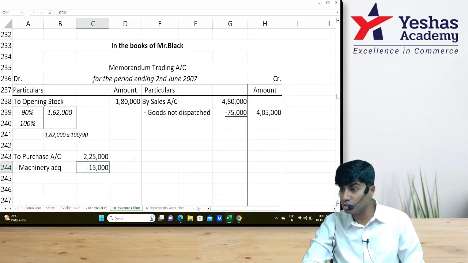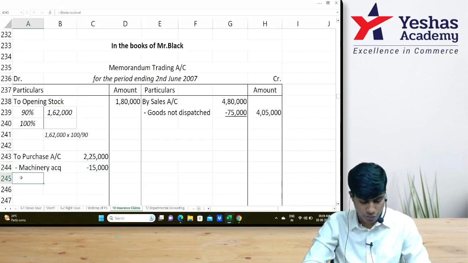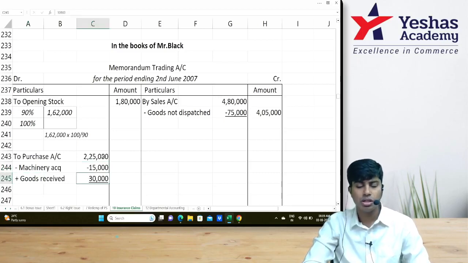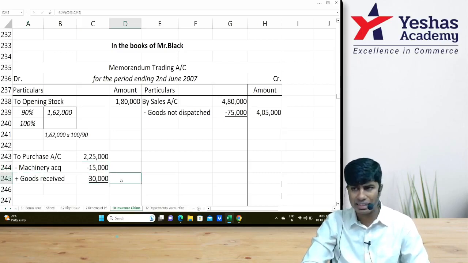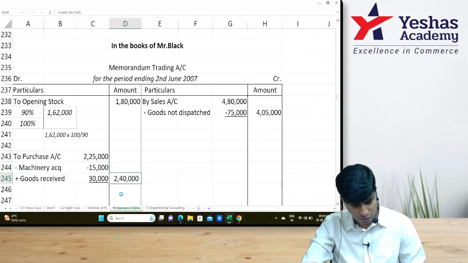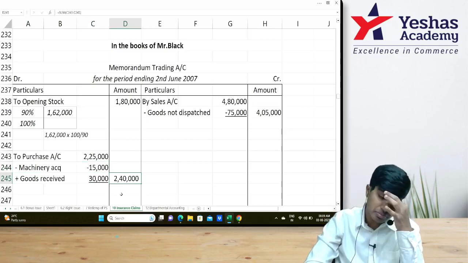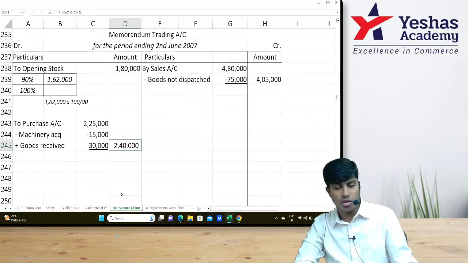So 30,000 worth of goods have been received but not included as purchases. Now we'll write it as purchase plus 30,000. So 2 lakh 40 minus 15 is 2 lakh 25 plus 30 is 2 lakh 55. What is after that?